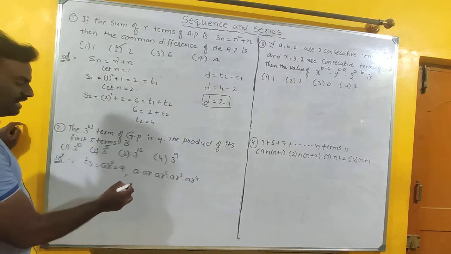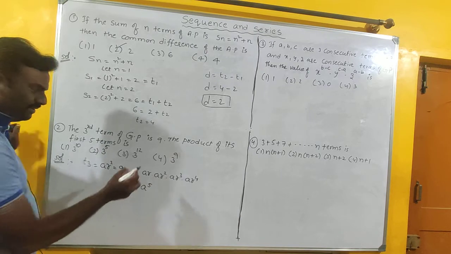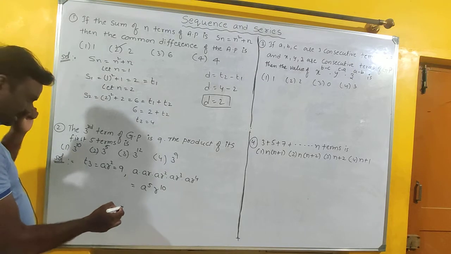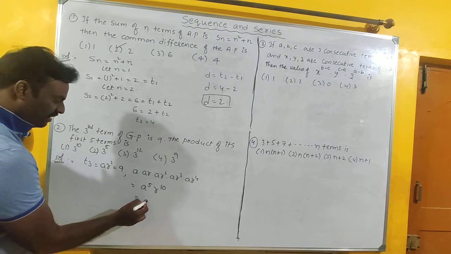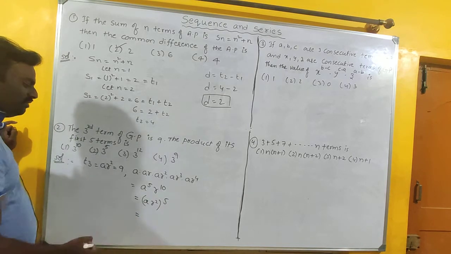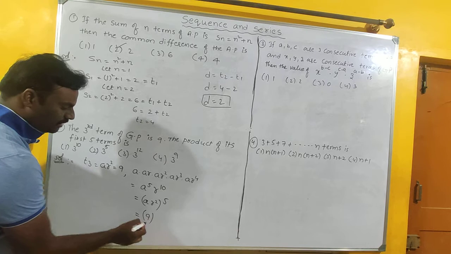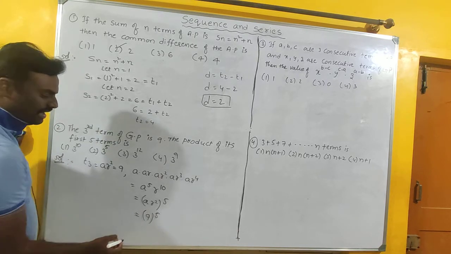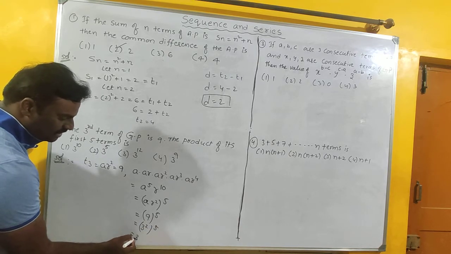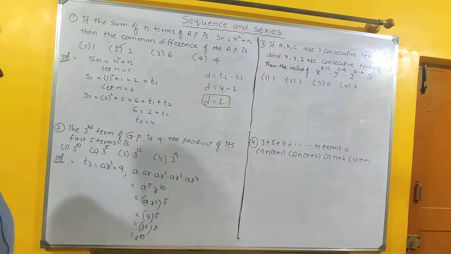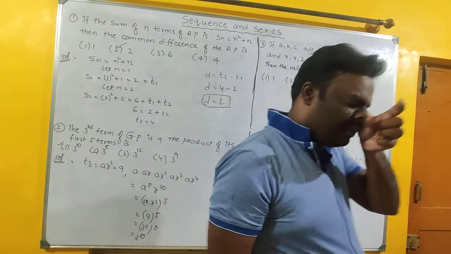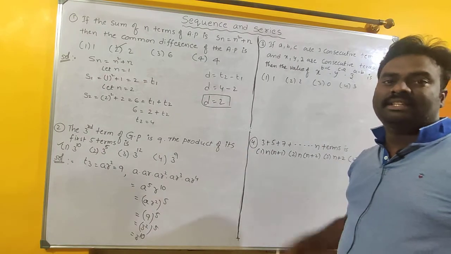So it can be written as A power 5 and R power 10. This can be written as AR square whole power 5. But the AR square value we know is 9, so it is 9 power 5. Again 9 can be written as 3 square, whole power 5, that is 3 power 10 is the answer. That is option 1, the correct answer for question number 2. Next we will discuss the third question.